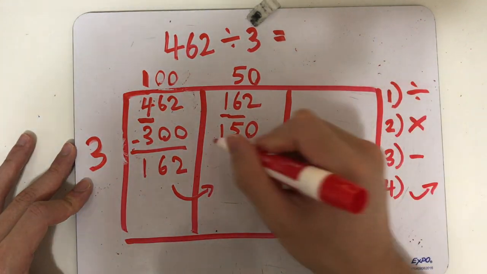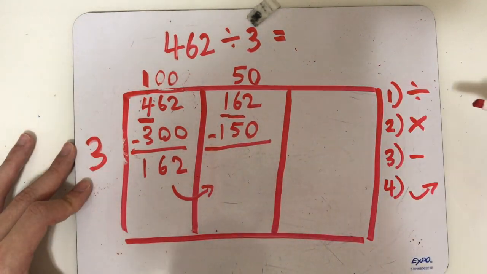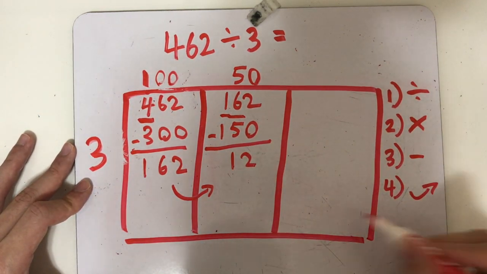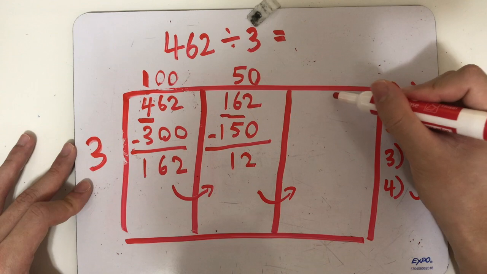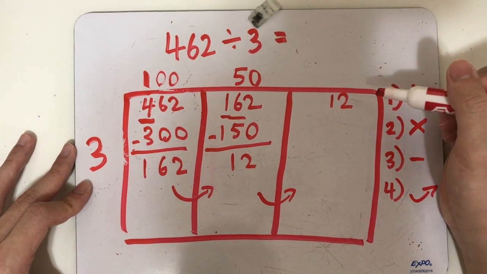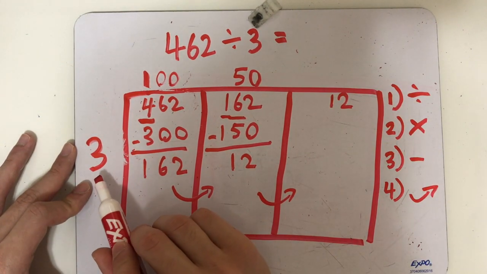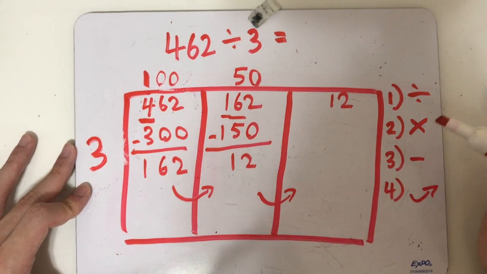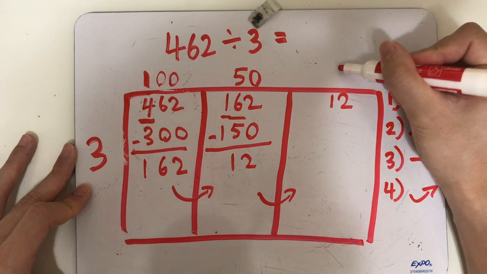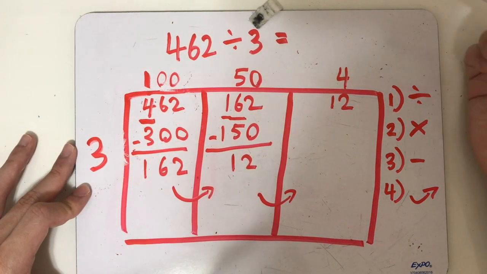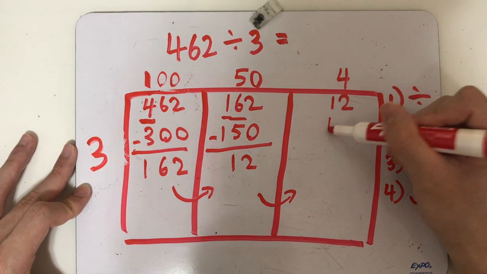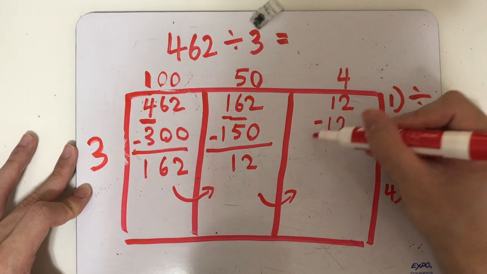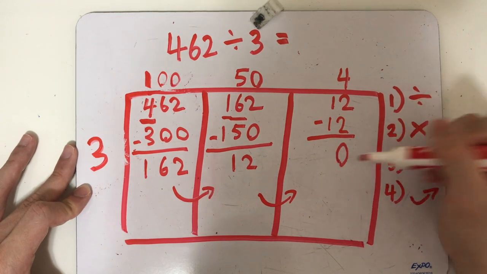And then we're going to subtract. 162 minus 150 is 12. And lastly, we're going to carry this over and put 12 here. Now, we're going to divide again. How many times can the number 3 go into, in this case, the number 12? And this is an easy one, so we know that it can go in there evenly 4 times. So I'm going to multiply 3 times 4 to get 12. Then I'm going to subtract to get 0.